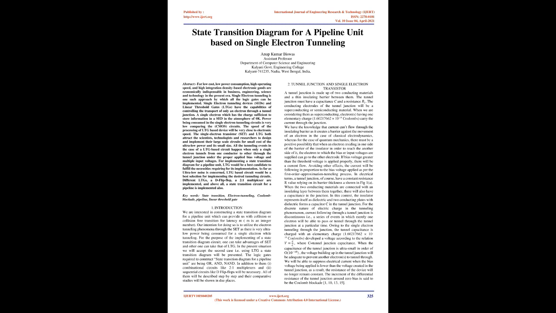Single-electron tunneling is one such approach by which all the logic gates can be implemented. Single-electron tunneling devices, SEDs, and linear threshold gates, LTGs, have the capability of controlling the transport of only an electron through a tunnel junction. A single electron has charge sufficient to store information in a SED in the atmosphere of 0 K. Power consumed in single-electron tunneling circuits is very low compared to CMOS circuits.